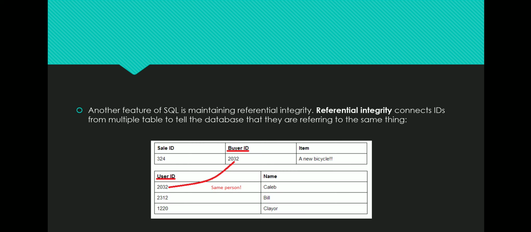Another feature of SQL is maintaining referential integrity. Referential integrity connects IDs from multiple tables to tell the database that they are referring to the same thing. With referential integrity, we can make it so that we cannot have a buyer who is not also in the users table. This connection is known as a foreign key constraint. A foreign key references the primary key of another table. In this case, the primary key is the user ID and the foreign key is the buyer ID.